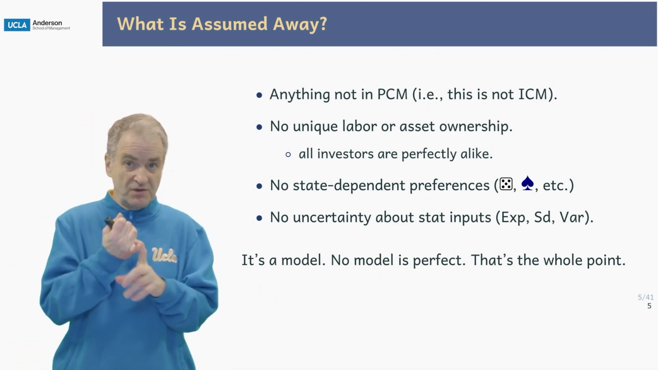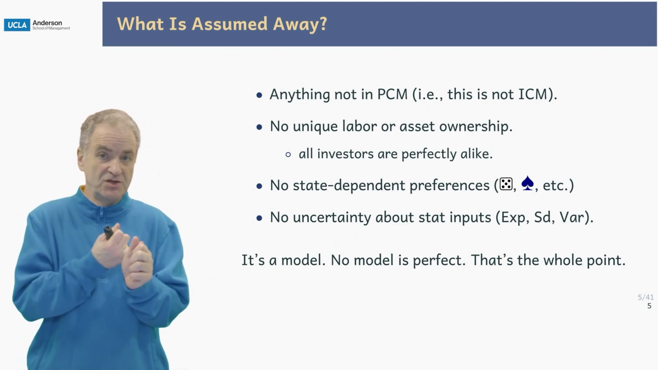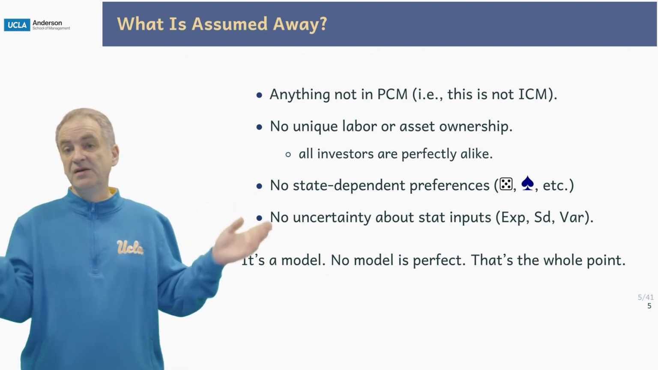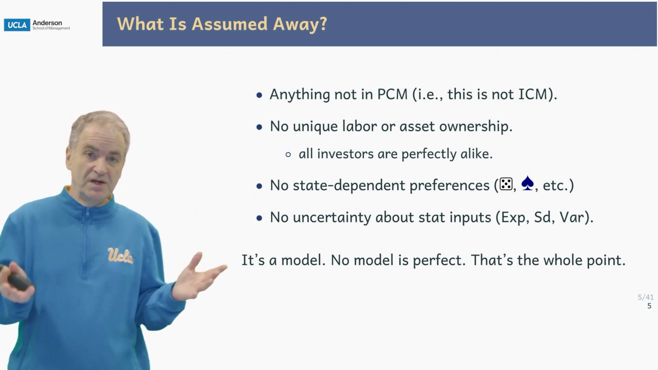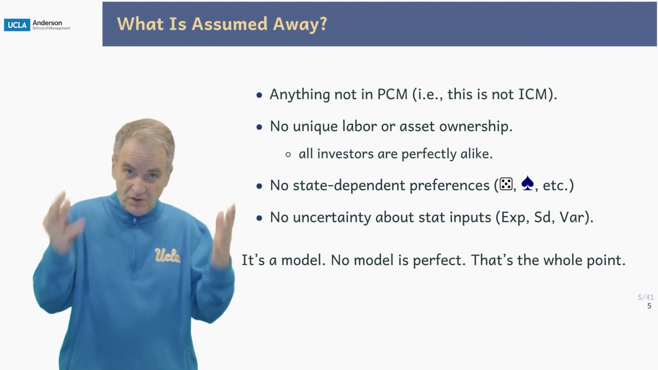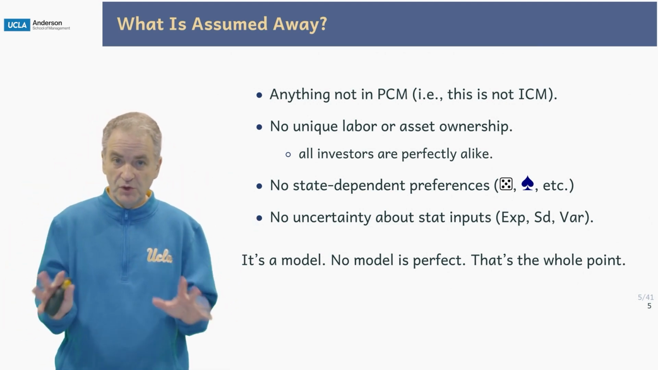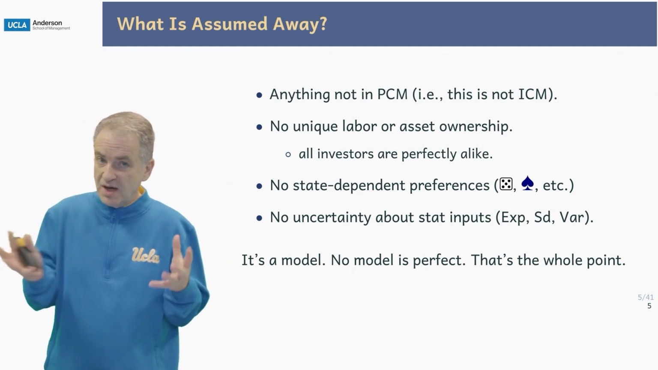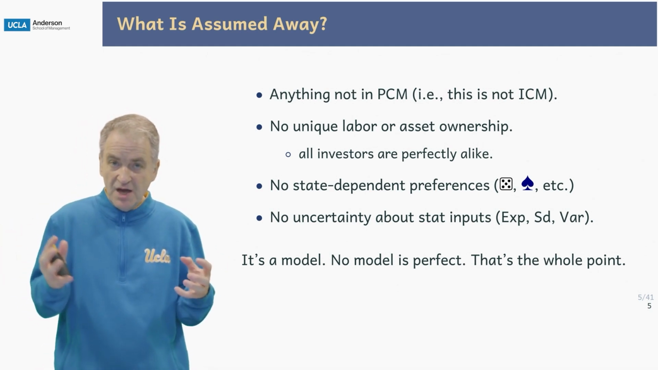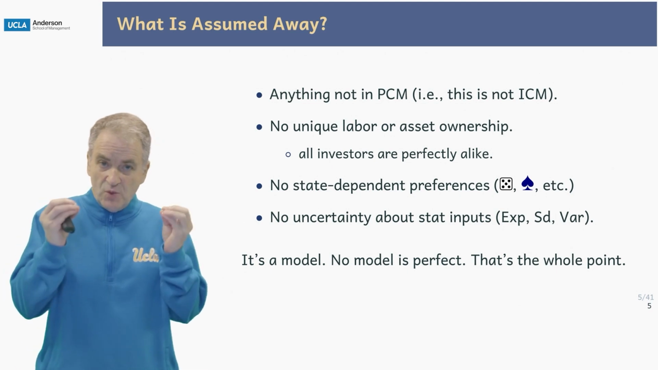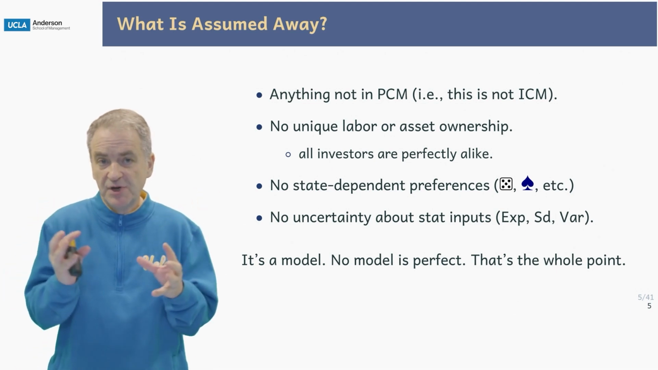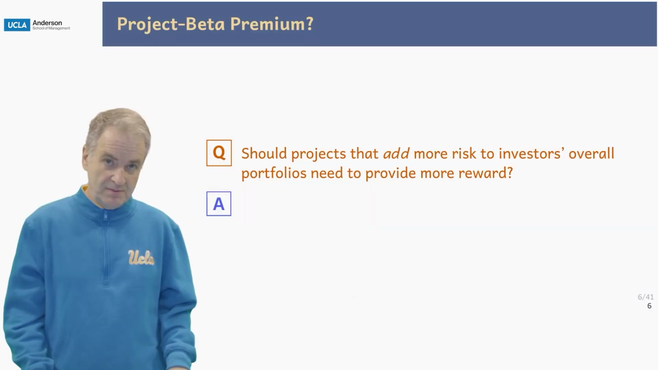And I have assumed away that I have uncertainty about the inputs that I need. Things like the expected rate of return on the market, the standard deviation of the return of the market, the variance of the return on the market, and whatever else. So I assume that I truly know this. This is a model. No model is perfect. That's the whole point. So we're not trying to describe reality perfectly. We're trying to describe reality with a model that is much, much simpler and which we can understand. These are all reasonable assumptions, but they are all very strong, and our model will lean very heavily on them.